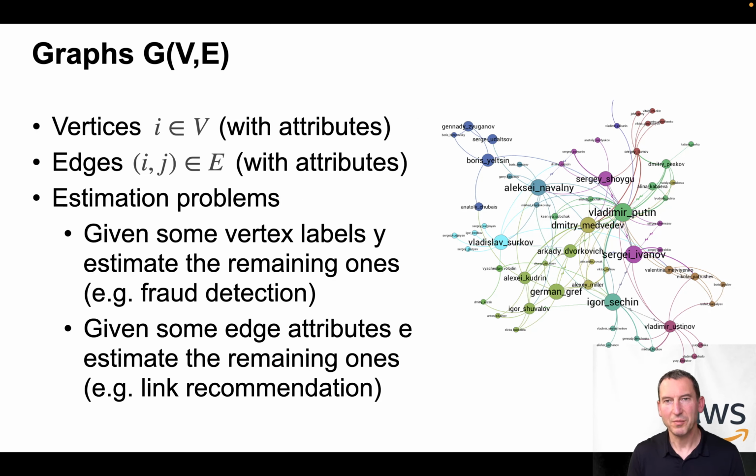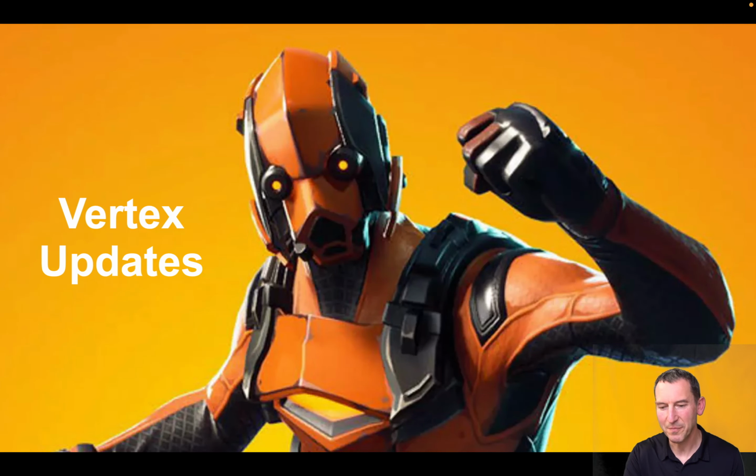So in general, I'm going to refer to vertices V. So these are the circles in this graph. Then the edges are just the links between them. And you may want to estimate additional vertex labels given a subset of those labels, or given some edge attributes, infer the remaining ones. And it turns out that a lot of this can be written through vertex updates. Okay, so the obvious plug here.